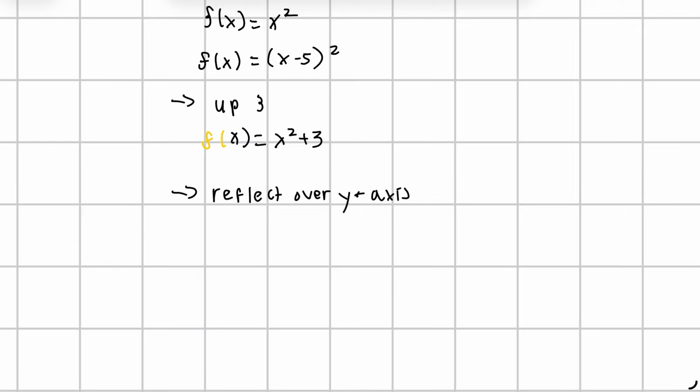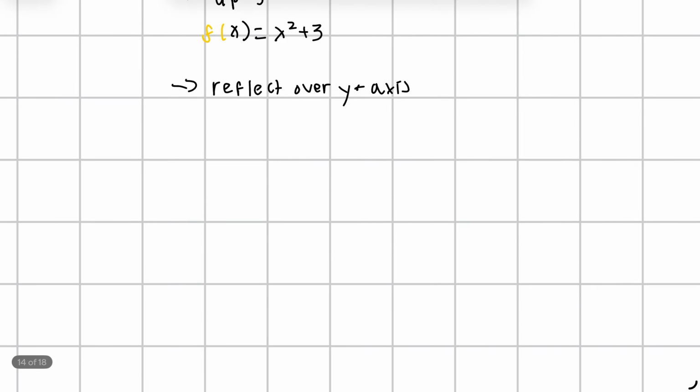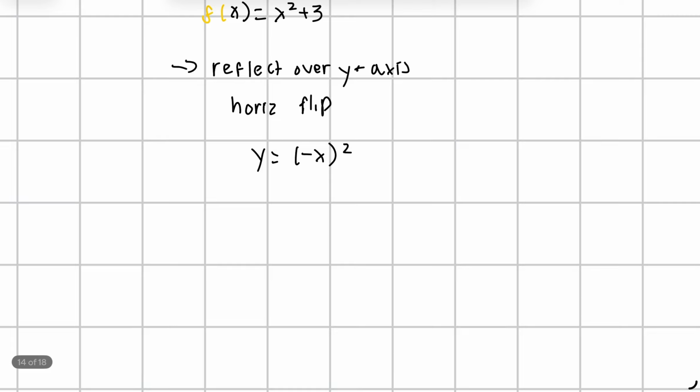Now, let's say we want to reflect over the y-axis. This is going to be a horizontal flip. I mean, that's a vertical flip. I mean, no, that's a horizontal flip. I don't know why I said that. So you have y equals negative x squared, which simplifies to y equals x squared. It's going to be unchanged because a parabola is symmetric.